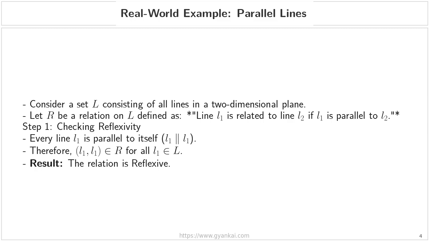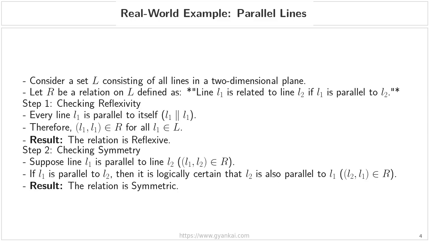Therefore, the pair (L1, L1) belongs to the relation R for all lines in set L. Consequently, the relation is reflexive. Next, we move to step 2, checking for symmetry. Let us assume that line L1 is parallel to line L2, which means the pair (L1, L2) is in our relation. If this is true, it is logically certain that line L2 must also be parallel to line L1, meaning the pair (L2, L1) is also in the relation. Thus, the relation is symmetric.